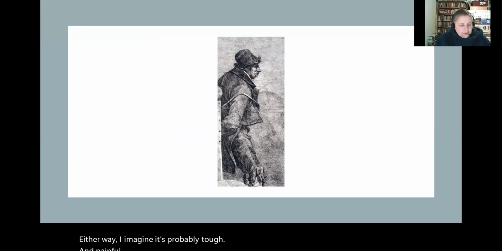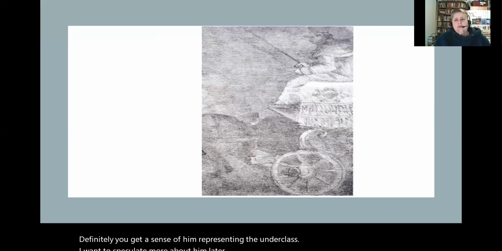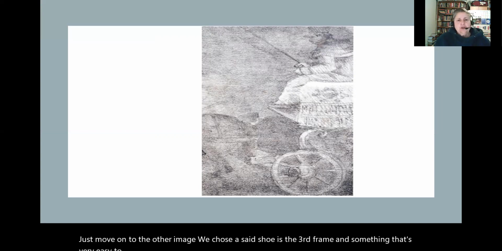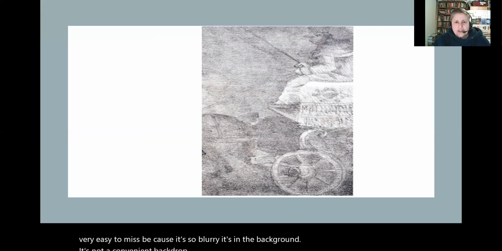Definitely you get a sense of him representing the underclass. I want to speak a little bit more about him later. We'll just move on to the other image, which, as I said to you, is the third frame, and something that's very easy to miss because it's so blurry, it's in the background. It's not a convenient backdrop. So why? I've enlarged it here so we can see what's going on.